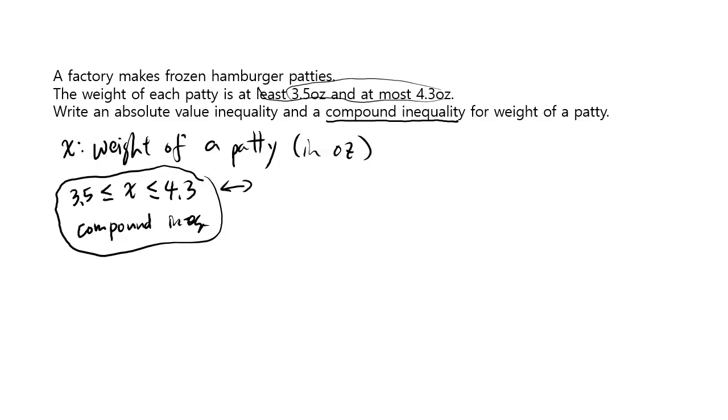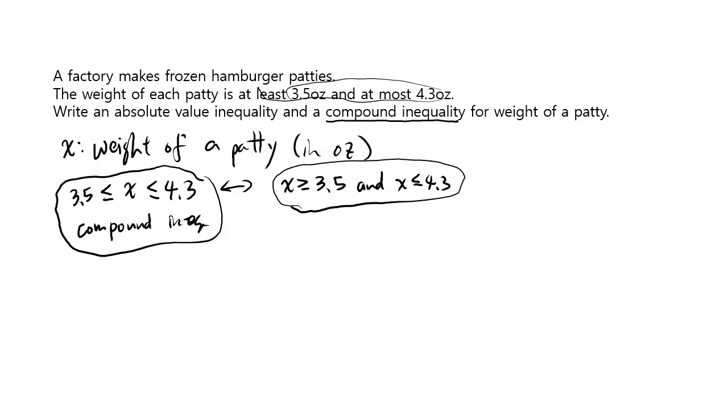See, this is equivalent to saying that x is greater than or equal to 3.5 and x is less than or equal to 4.3. These two are the same, and you have more than one inequality. So that's why it's called a compound inequality. Now, what about the absolute value inequality? Well, for the absolute value inequality, you first have to know the form.